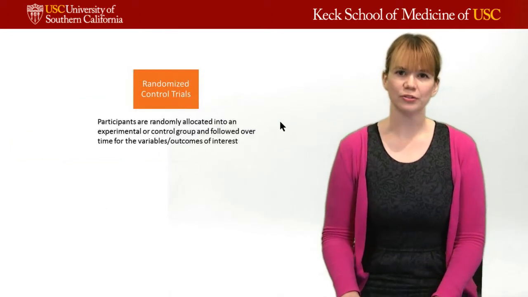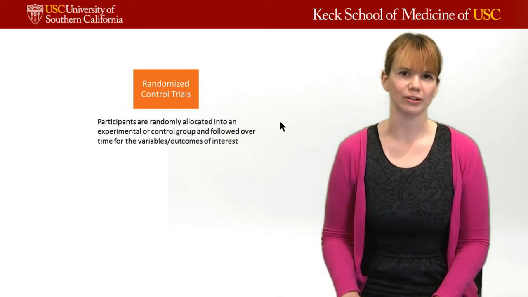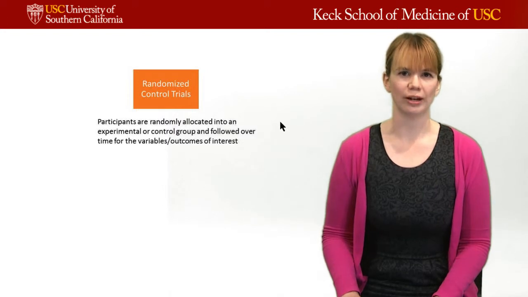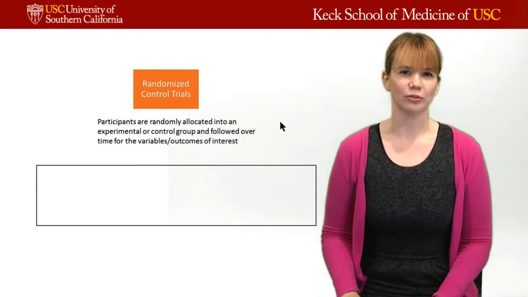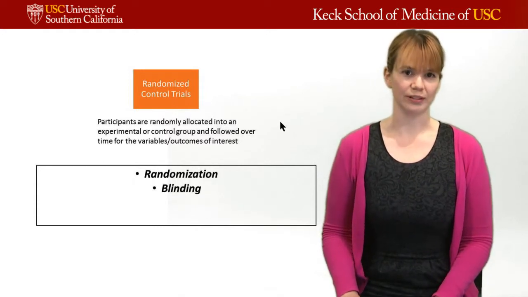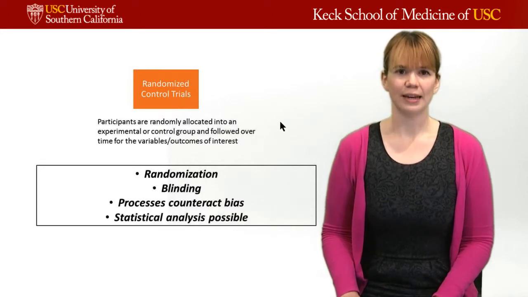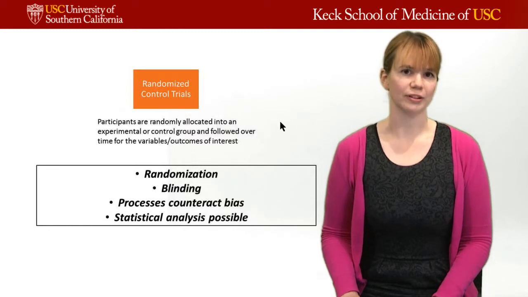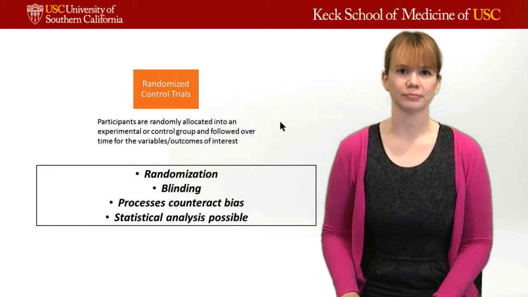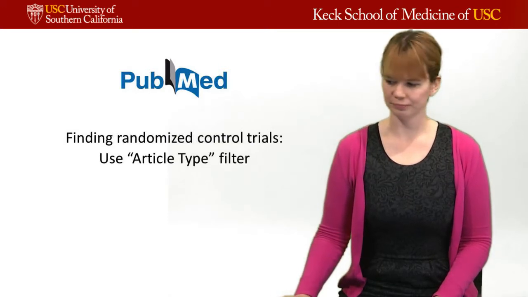So randomized controlled trials. The definition is participants are randomly allocated into an experimental or control group and followed over time for the variables or outcomes of interest. So an ideal randomized controlled trial will not just be randomized, but will describe their randomization process and will also include things like blinding. Where both the patient and the doctor, double blinding, do not know who's receiving the experiment and who is receiving the control. This process helps counteract bias and makes statistical analysis possible as compared to the observational studies we looked at before. So let's talk about how to find these in PubMed, and we'll be able to use an article type filter this time.